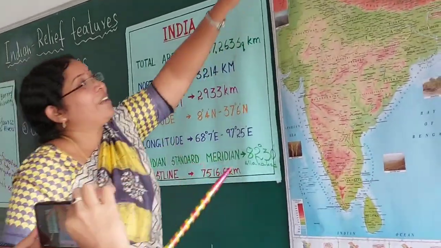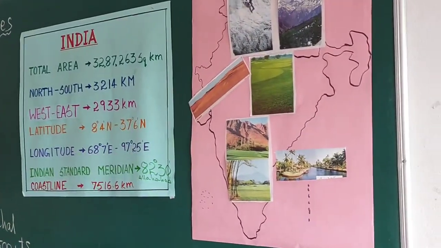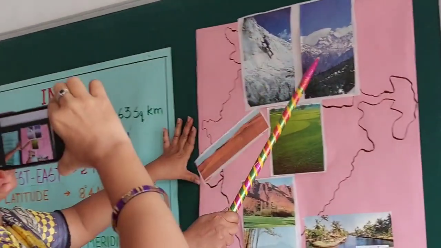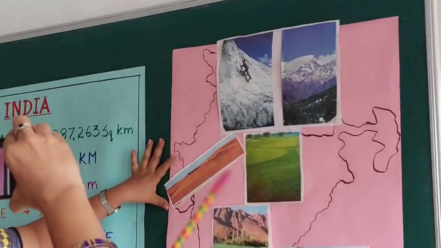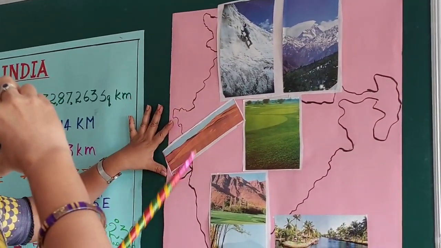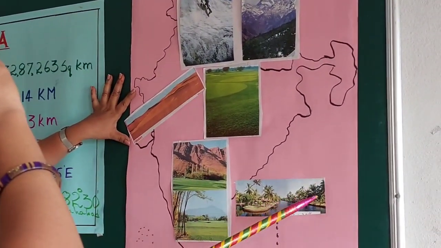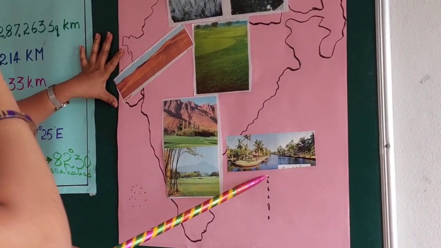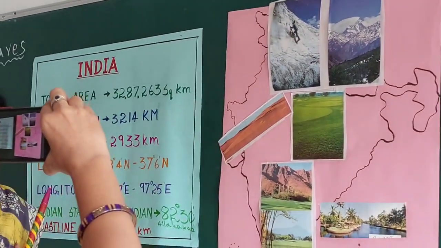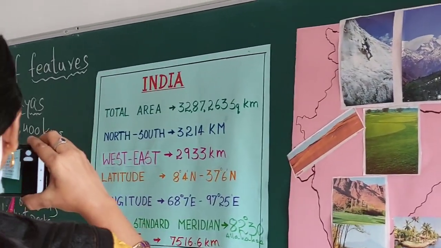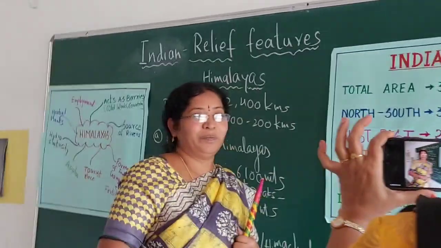Among all the physical features, if we see them picture-wise, these are the Himalayan mountains covered with snow and ice, the Indo-Gangetic plain, then the Great Indian Thar Desert, this is a plateau region, these are the coastal plains, and these are the islands that we have. Then madam further said that today we will be learning about the Himalayas.